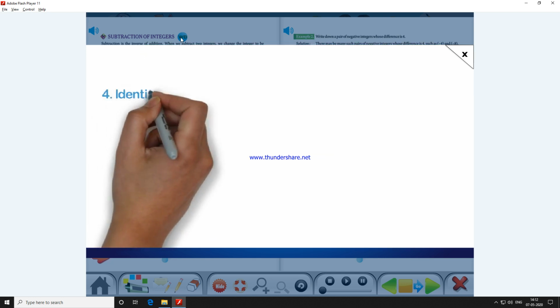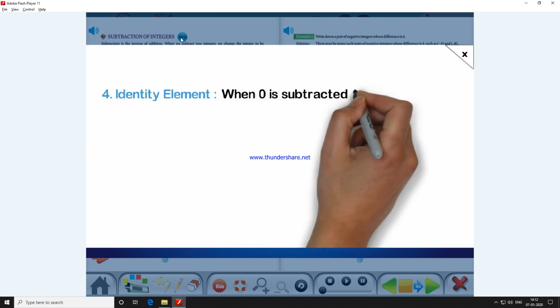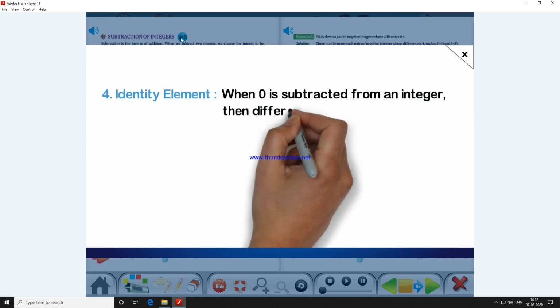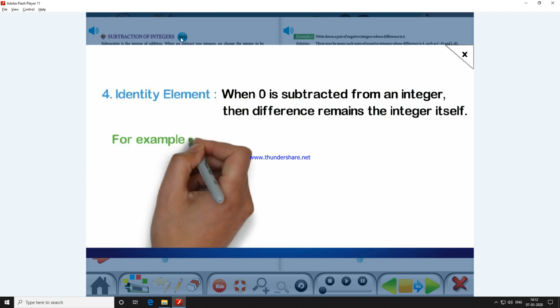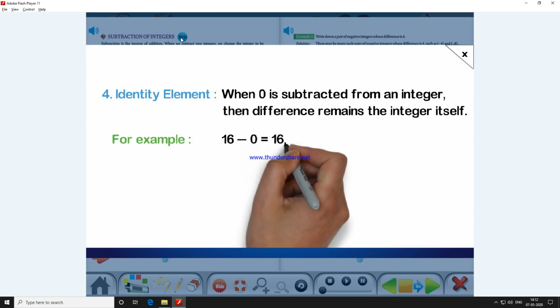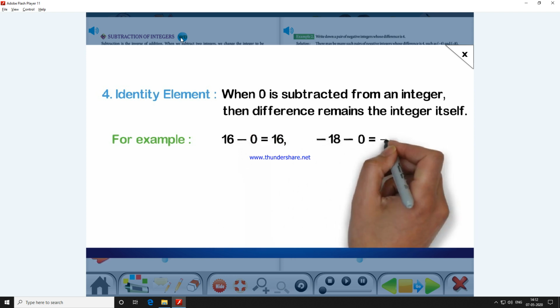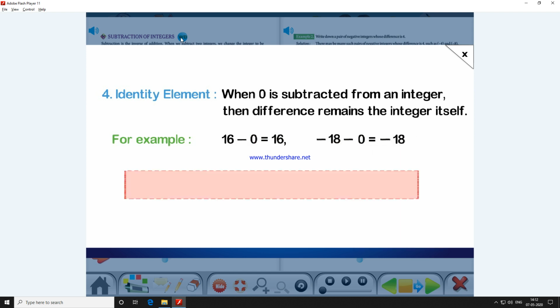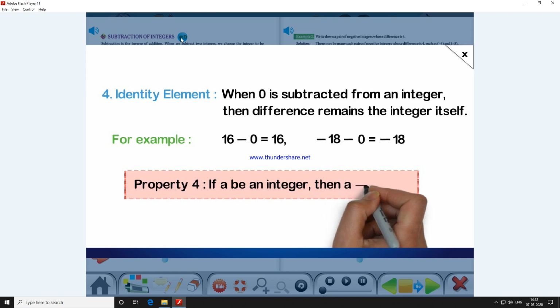4. Identity element. When 0 is subtracted from an integer, the difference remains the integer itself. For example, 16 minus 0 equals 16. Minus 18 minus 0 equals minus 18. Property 4. If a be an integer, then a minus 0 equals a.